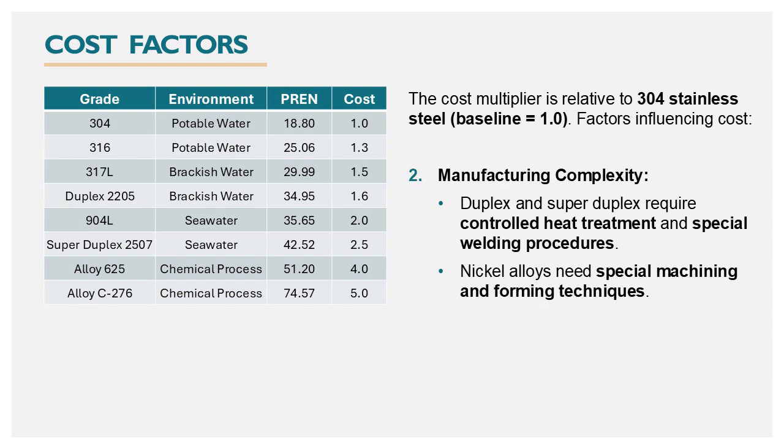Number 2 of factors influencing cost is manufacturing complexity. Duplex and super duplex require controlled heat treatment and special welding procedures. Nickel alloys need special machining and forming techniques.